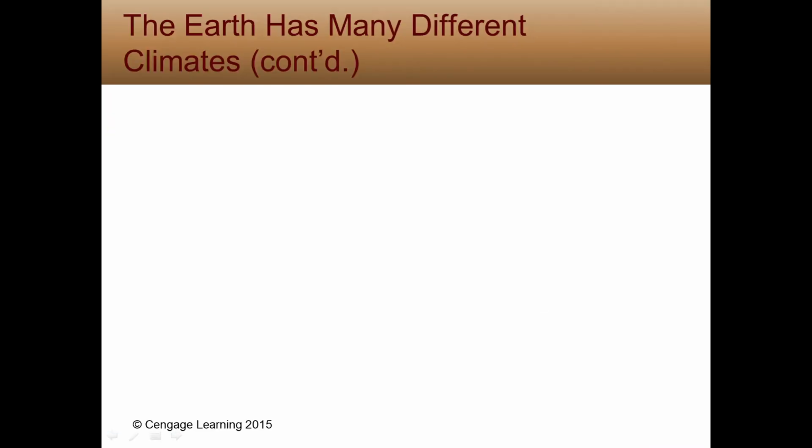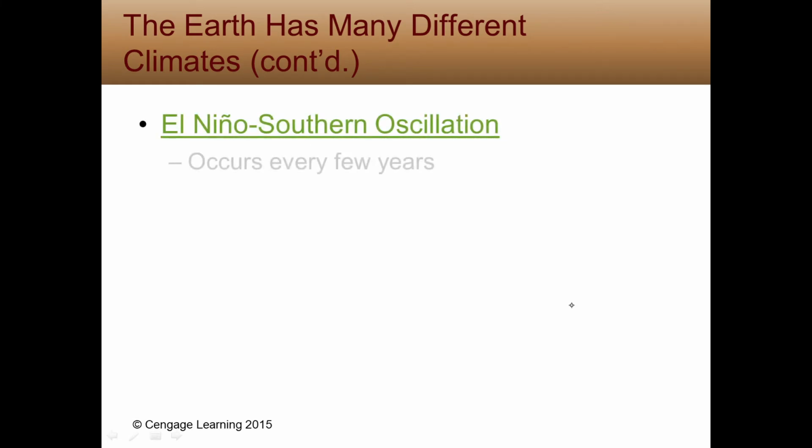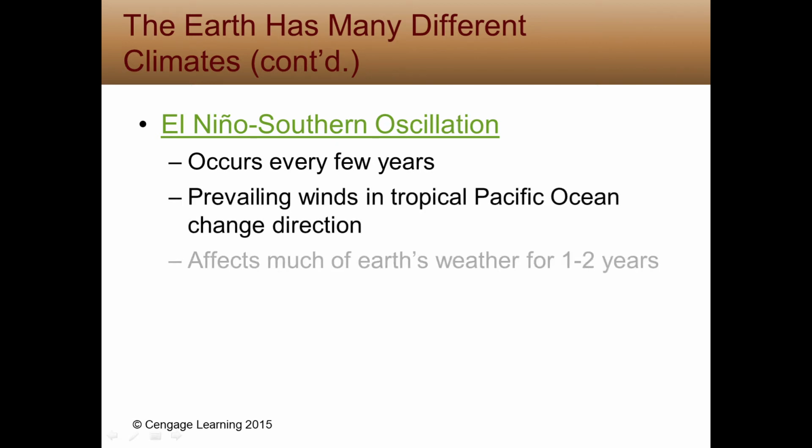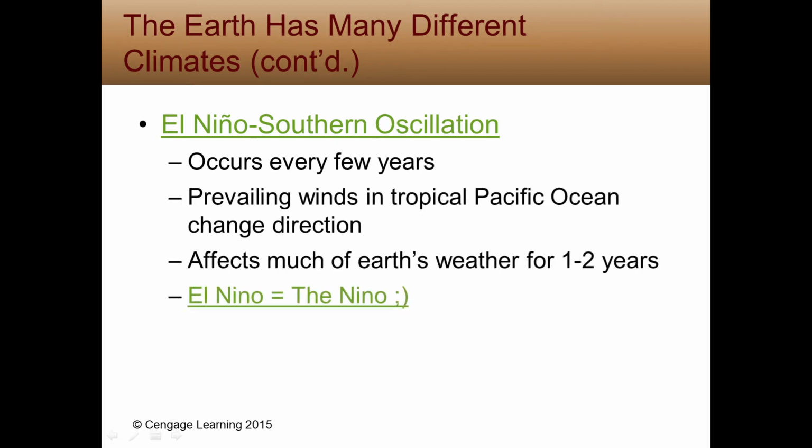All right, 8. Let's talk about El Nino. I have a good video for this too, but we're going to have to watch it when I get back. So this occurs every few years. It is a large-scale weather phenomenon, and it's where these prevailing winds change direction. It affects a lot of the weather for a year or two, especially in the land along the Pacific and Indian Oceans.